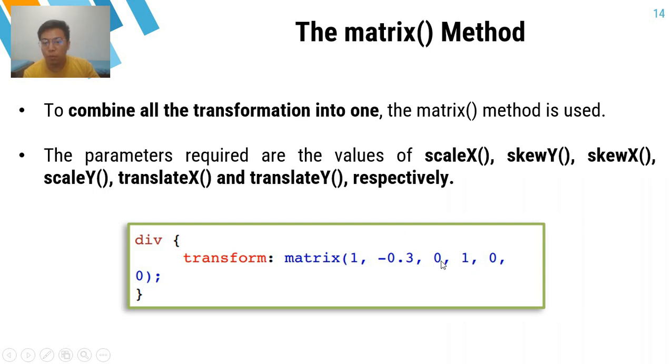When you will be applying this in your CSS later on, I want you to memorize this using this mnemonic. Scale, skew, skew, scale, translate, translate. Again, scale, skew, skew, scale, translate, translate, x, y, x, y, x, y, respectively. So that's how you can memorize the matrix method.